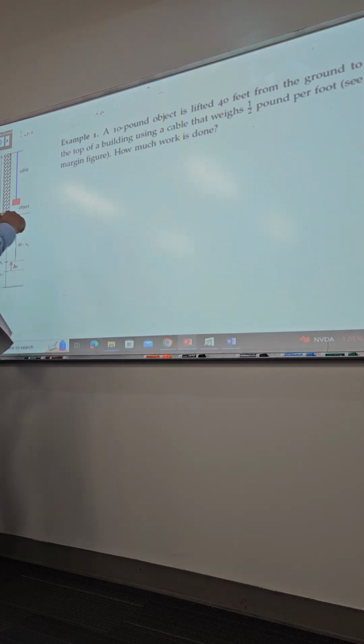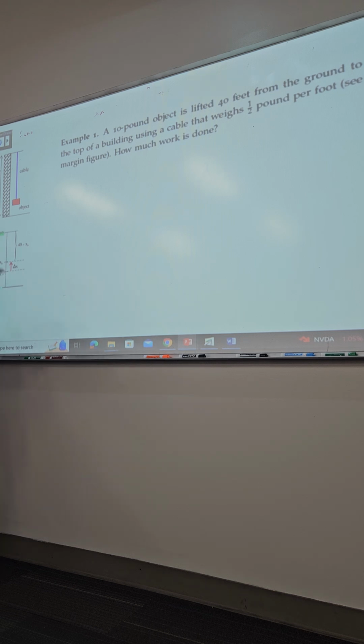So here we go. Example 1. First thing we gotta do is find the force. It says a 10-pound object is lifted 40 feet from the ground to the top of a building using a cable that weighs half a pound per foot. Notice the weight is connected to what per foot? The poundage is per foot. So it's always going to be half a pound per foot as the weight of the cable, right?